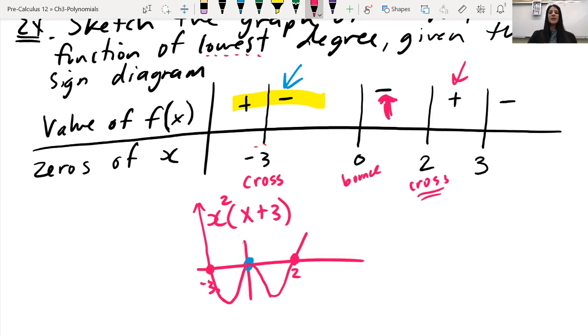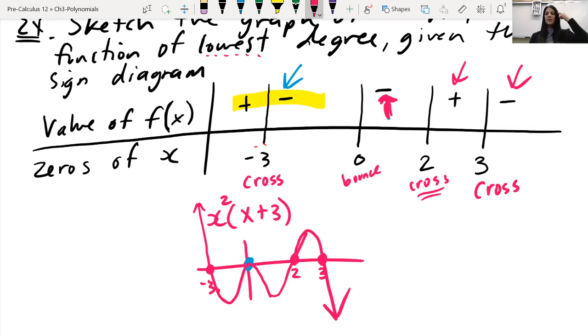And then notice that at the next root, at the value of 3, it goes from positive back down to negative for my y values. So that indicates that it must have crossed back down again. I should draw that as a smooth curve.